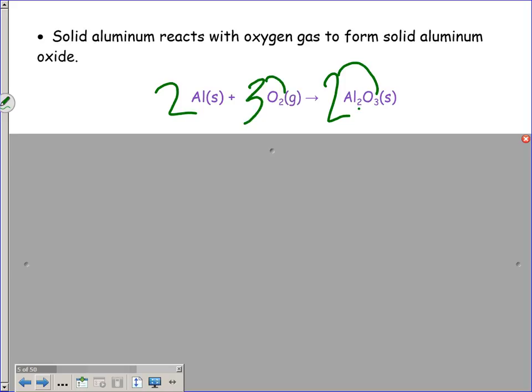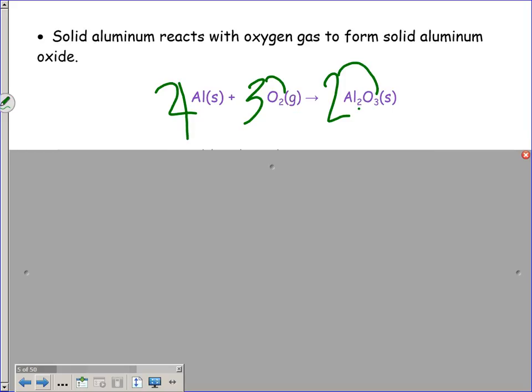But as soon as you did that, you then messed up aluminum, right? So now how many aluminums do I have? 4. All right, let's change your 3 to a 4. That's a 4. So don't be scared to change your coefficients after you're balancing.